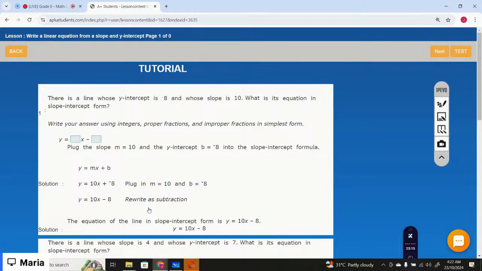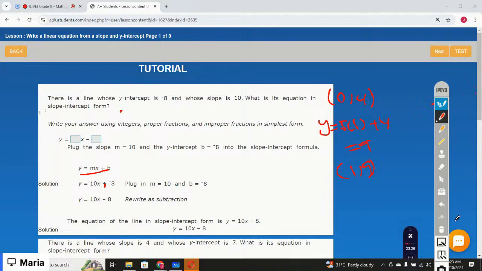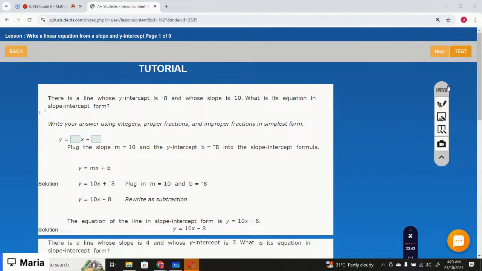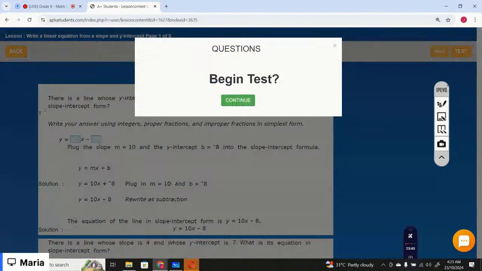So you have to use the slope-intercept form of the equation. The slope-intercept form of the equation is y equals mx plus b. You can see here y equals mx plus b. So simply you are given the slope that is 10. So replace the m with 10, y equals 10x, and the y-intercept is -8. So just write it and replace the b with -8. So y equals 10x minus 8. Got it?